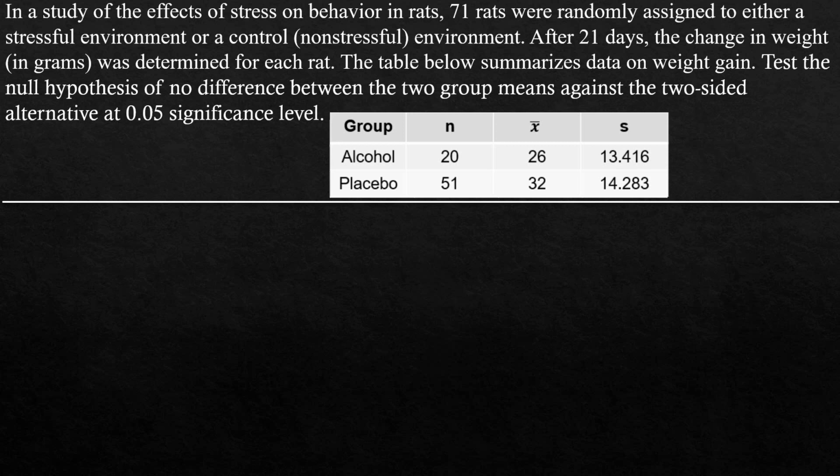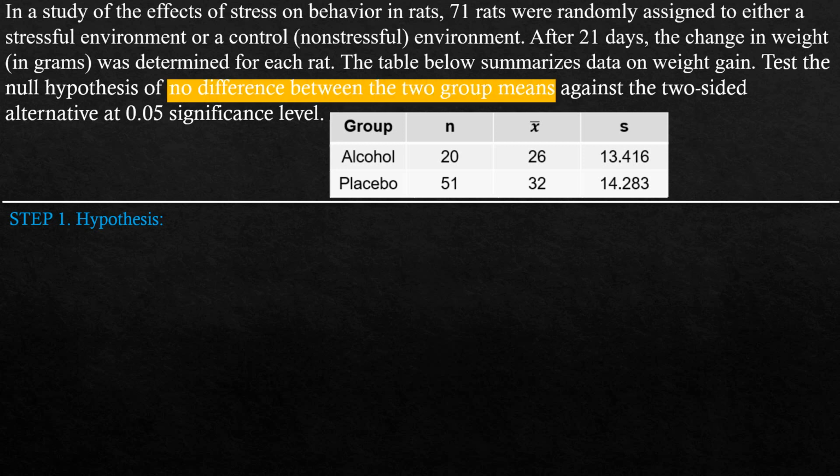There are two groups here, alcohol and placebo groups, and sample sizes are 20 and 51 respectively. Sample averages are 2632 and sample standard deviations are 13.416 and 14.283 respectively. First thing we need to decide is the null and alternative hypothesis. Before we decide that, go back to the problem and read the sentence, test the null hypothesis of no difference between the two group means.